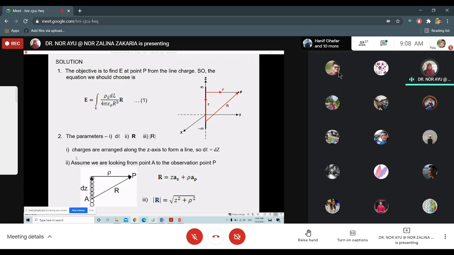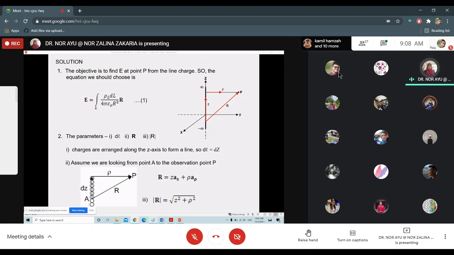And then next one, how to determine this r. Yang saya explain ni tadi is how to determine this distance vector r. Assume we are looking from point A, here, to the observation point P, this one. What you need to do is draw a single line from point A towards P, so that will be your R. Your R will be the combination of the line over here and the line over here.